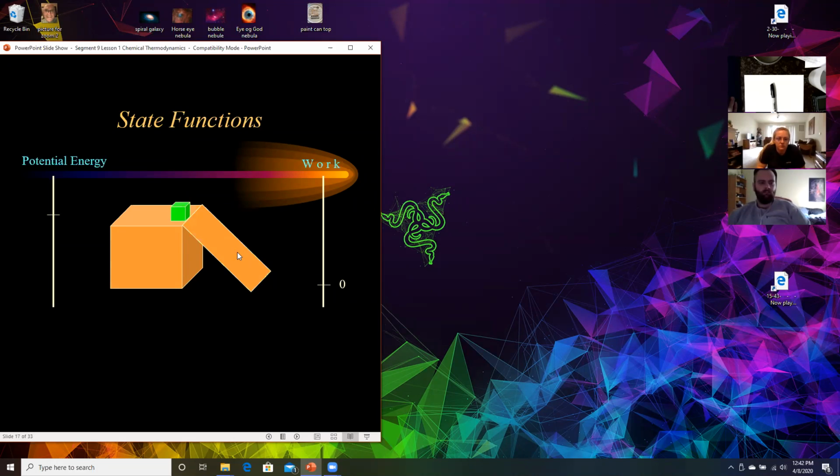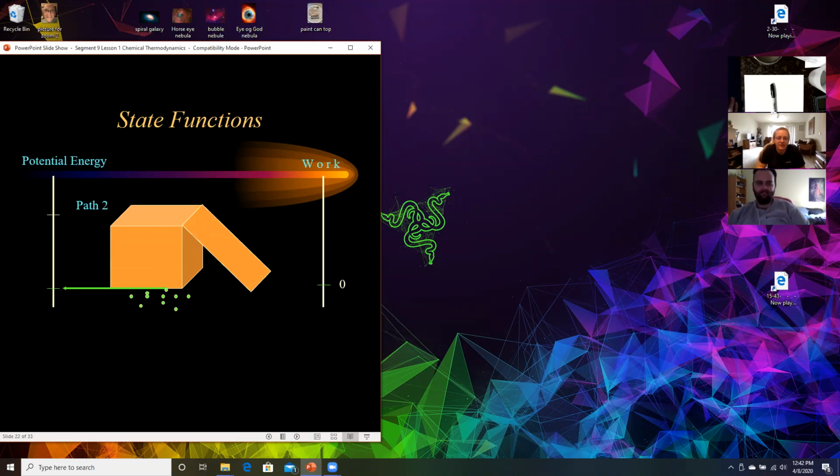And when we get to the bottom, we've changed the potential energy. We've converted all of that potential energy into the work of moving that box down the slide. The other path is to just drop it off the top. So if I drop the box off the top, it falls to the bottom and it breaks up. But notice in this case, no work was done.